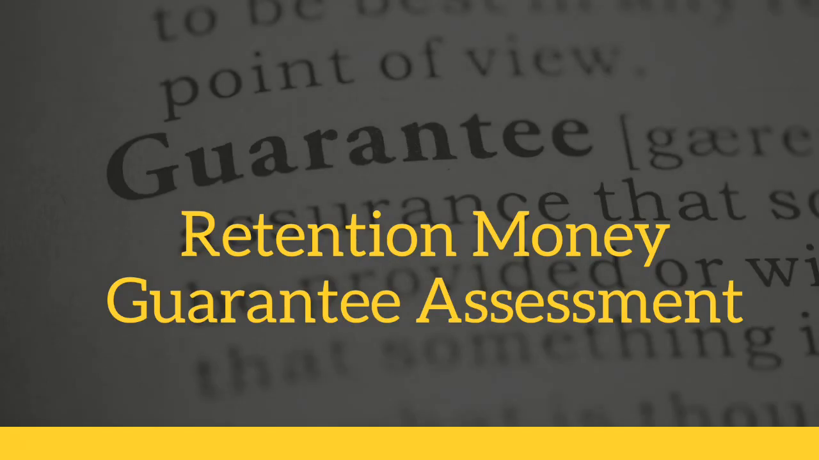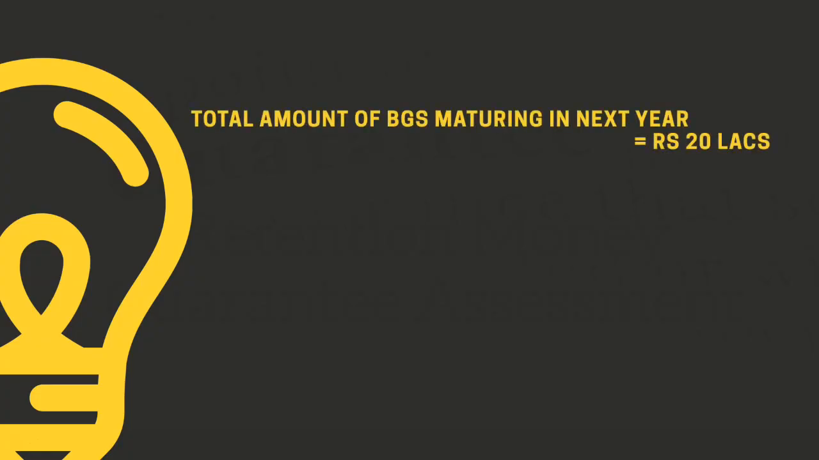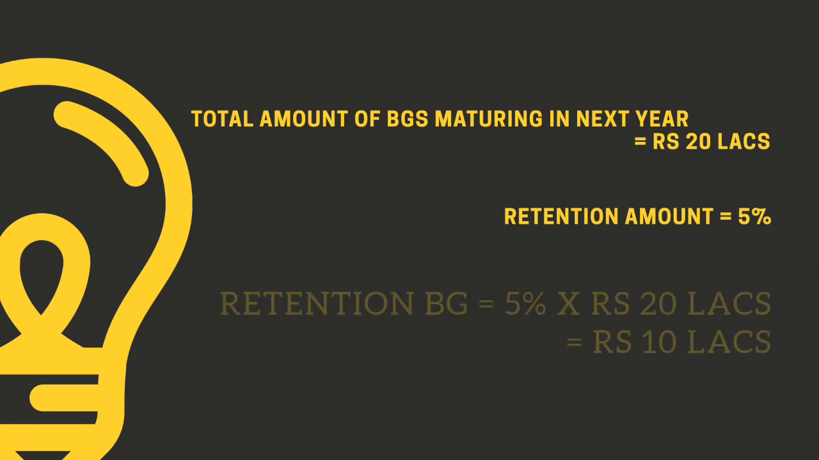There is also something called retention money bank guarantee. This one comes into picture once a project is completed. Now, how do you know that? You already have a record of how many BGs are maturing in the next 1 year. Let's say it's around 20 lakhs. Retention money guarantee asked for is, suppose, 5% of this amount, which comes to 10 lakhs.